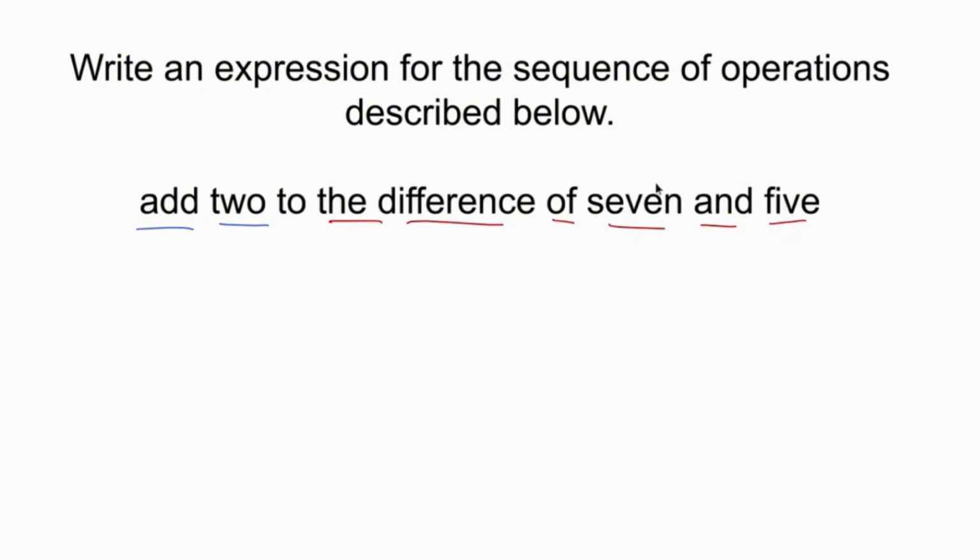So what we're going to want to do first is figure out what the difference of 7 and 5 means. The difference of 7 and 5 means we're going to subtract 7 and 5 in that order. So the difference of 7 and 5 looks like 7 minus 5. Now, whenever we do a second operation to the first operation, you want to wrap the first operation in grouping symbols. So in this case, we're going to wrap these guys in parentheses.